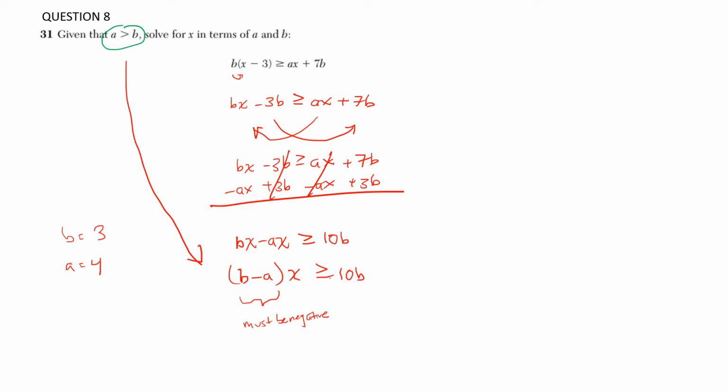And so what happens when we are trying to solve for x, we have to divide both sides by b minus a. So x is greater than or equal to 10b over b minus a. However, the rule in inequalities is when we divide or multiply by a negative number, and that's that b minus a, you have to flip this sign. So our final answer should be x is less than or equal to 10b over b minus a.